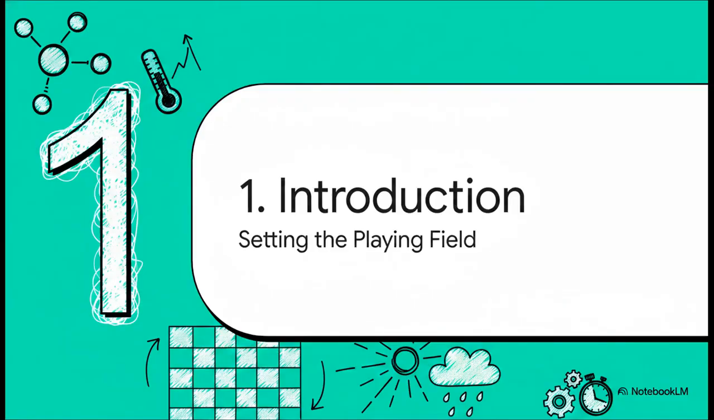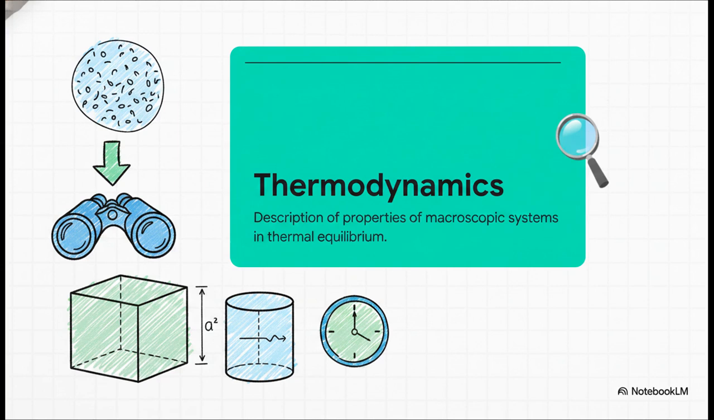Section 1, Introduction to Thermodynamics. Setting the playing field. So before we learn the rules, what exactly are we looking at here? Well, in thermodynamics, we really need to zoom out. We step away from the totally chaotic, unpredictable movements of billions of tiny individual particles. Instead, we look at large, idealized systems, macroscopic systems, and we measure them using big-picture stuff like pressure, volume, and tension. And crucially, we do this when the system is in thermal equilibrium. That just means its properties aren't wildly fluctuating while we're watching it. We're keeping our eyes on the big picture.